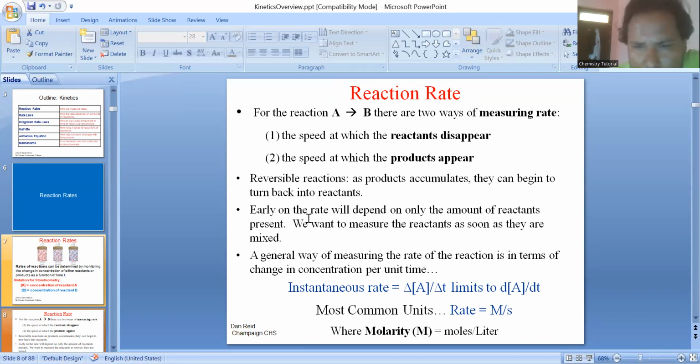Early on, the rate depends only on the amount of reactant present. We want to measure the reactant as soon as they are mixed. Okay, a general way of measuring the rate of reactions is in terms of change in concentration per unit time. So instantaneous rate is the change in concentration of A with time, in the limit del concentration of A upon del t. Most common unit of rate is molar per second. Molar is denoted by moles per liter, so that's why the unit will be mole per liter per second.